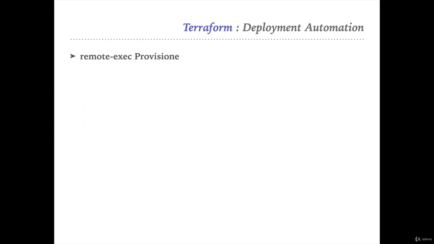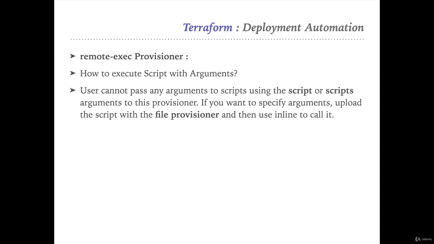But here it raises a question: how to execute a script with arguments? Suppose the script you are executing on your remote machine requires some runtime arguments. How can you pass these arguments to the script? That is the biggest question. Neither inline, script, nor scripts can support this kind of execution. For this we have another way: the user uploads the script with the help of the file provisioner, then uses the inline argument to execute or call the script.